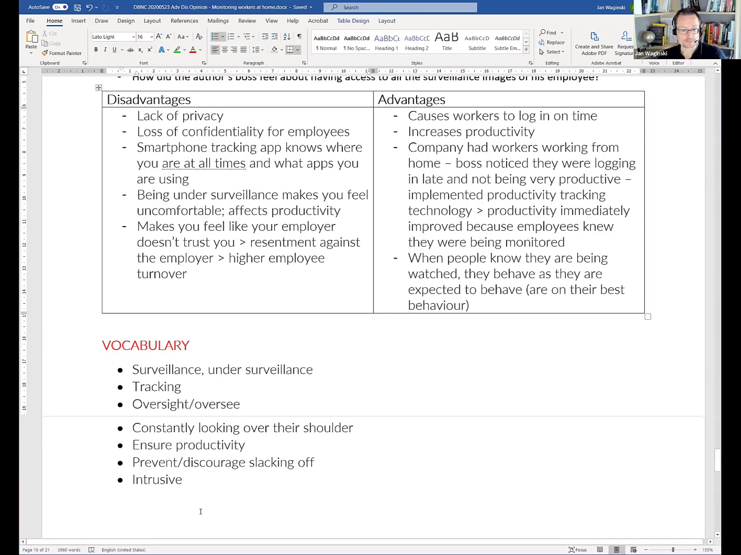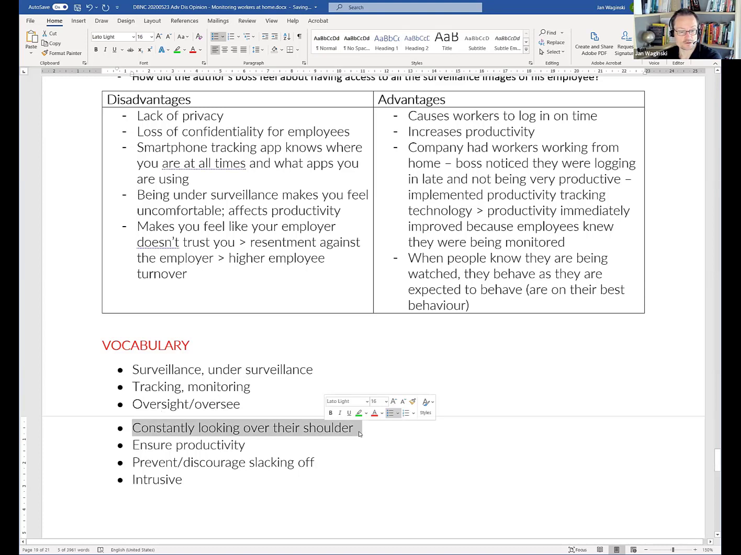Right, so there's some vocabulary here. We talked about surveillance, and very often we talk about being under surveillance. So surveillance by itself, you'd use it with surveillance technology, surveillance camera, employees are under surveillance. Tracking technology, monitoring, employee oversight or employer oversight. The employer oversees what the employees are doing. Another expression that refers to this is constantly looking over their shoulder.